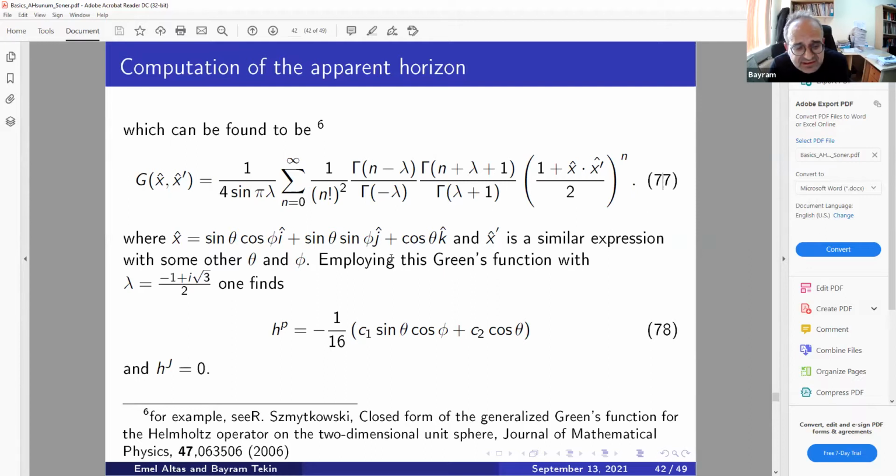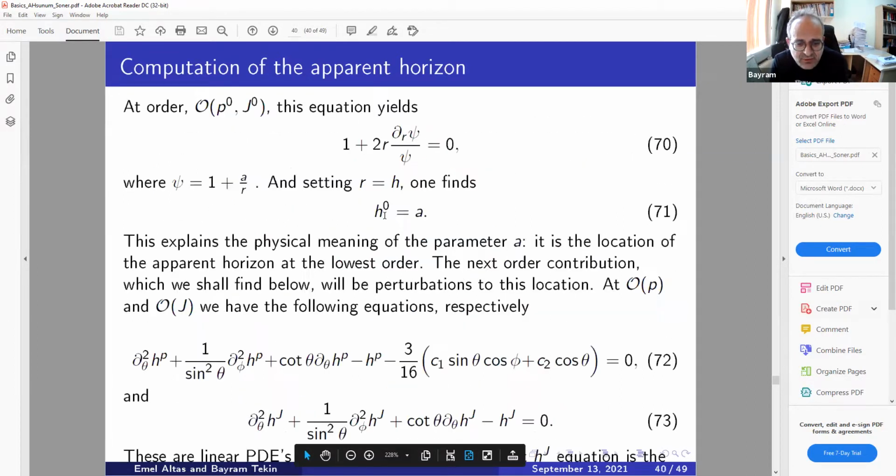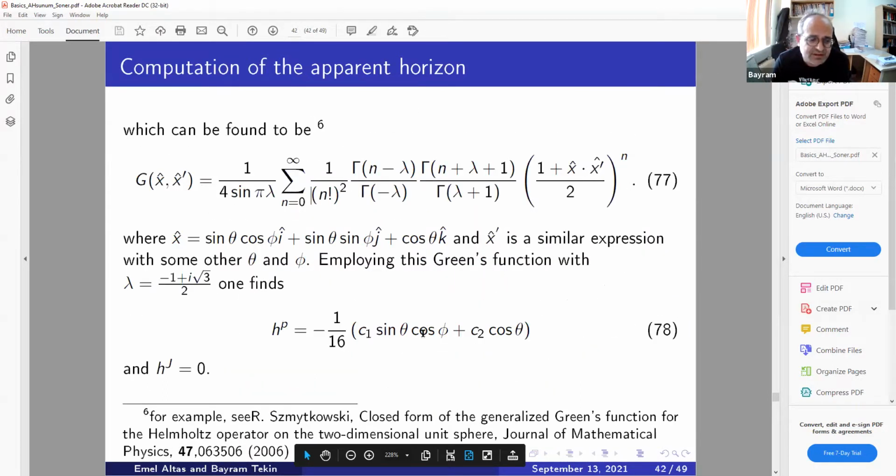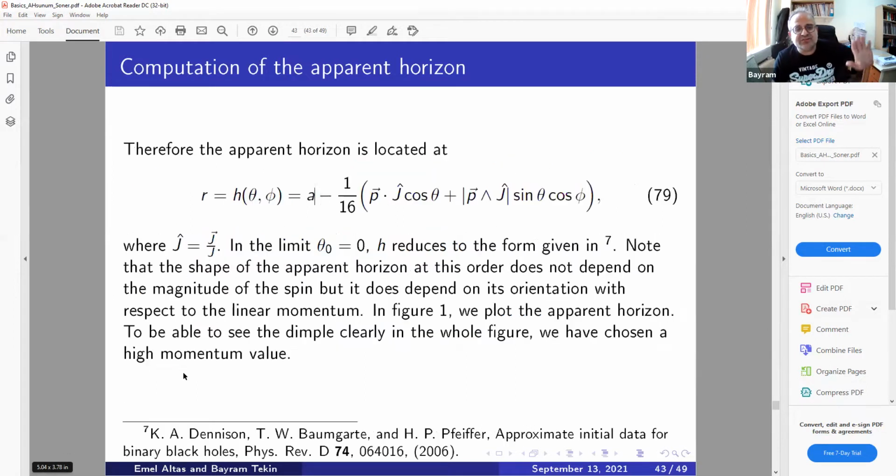Now, employing this Green's function, I was rather amazed that you can actually exactly solve this equation, okay? And it turns out HP is minus 1 over 16. This one, HJ is 0. So we have determined the location of the apparent horizon for a massive rotating, moving object, equation 79.